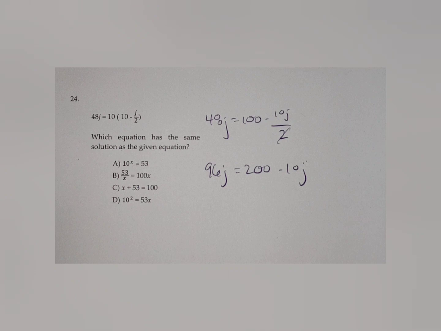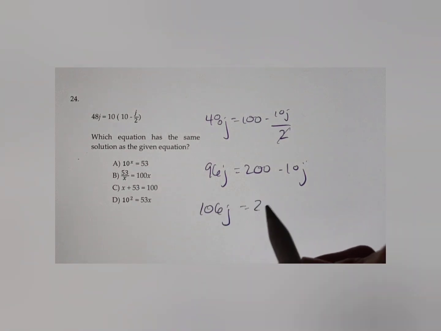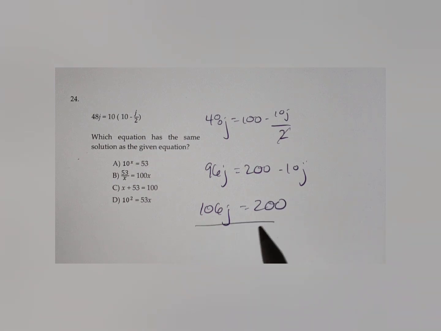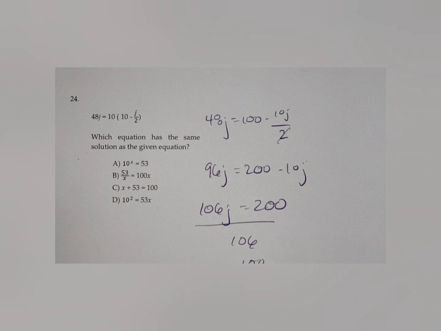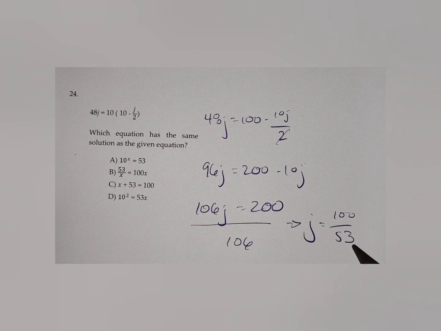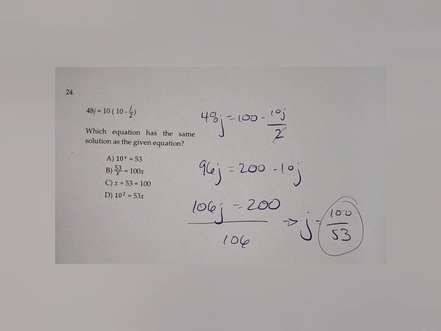We can now combine like terms by adding 10j to both sides. So we get 106j equals 200. And then let's just divide out that 106 to get j equals 100 divided by 53. So j equals 100 over 53 is the value that we want to match. So we want our x value to equal 100 over 53, in other words.